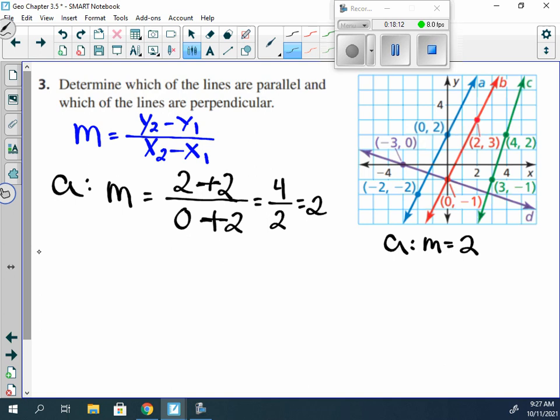So if I wanted a line parallel to line A, what slope would we want? 2. We want it to be the same, yes? If we're trying to find one that is perpendicular, -1/2, because since it's positive, its perpendicular slope would be negative, and we flip it from 2 over 1 to 1 over 2. So a line with a slope of -1/2 would be perpendicular. Any questions about line A before we look at line B?